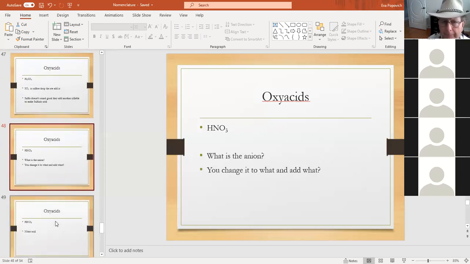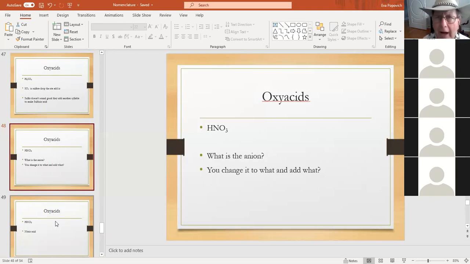HNO3. What's the anion? NO3, nitrate. What do you drop from nitrate to name the acid? Drop the ATE. What do you add? IC. Nitric acid. Okay?